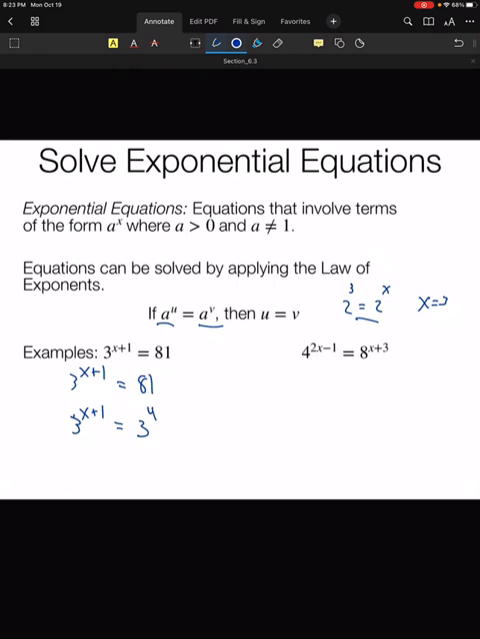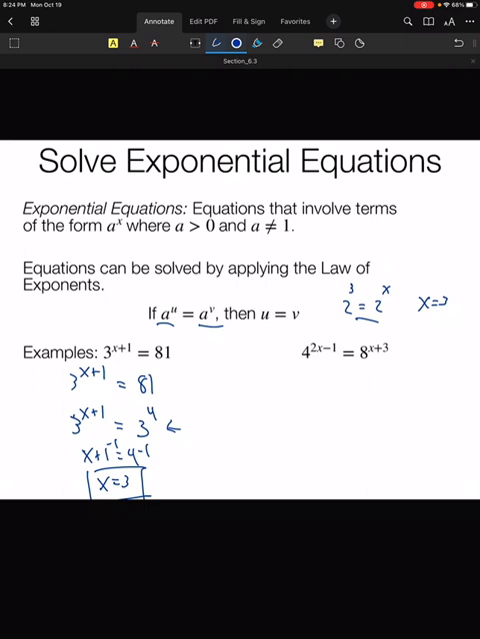And so it's true here that I can rewrite 81 as 3 to the 4th power. And now I can use my law of exponents above to say that if this is true, then x plus 1 must equal 4, which means that x must equal 3 if I subtract 1 on both sides. Hence, I've solved the exponential equation.